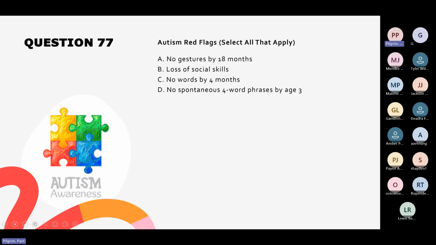Question 40 or 77, autism red flags. Select all that apply. Autism red flags. So the answers are A, B, and D. So no gestures by 18 months, loss of social skills, and no spontaneous forward phrases by age of 3.